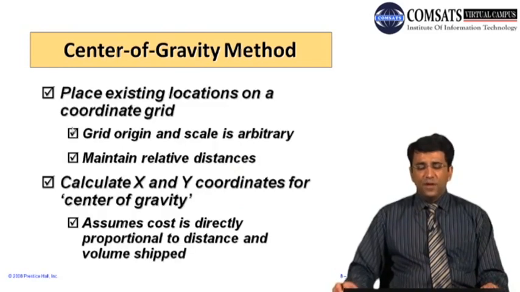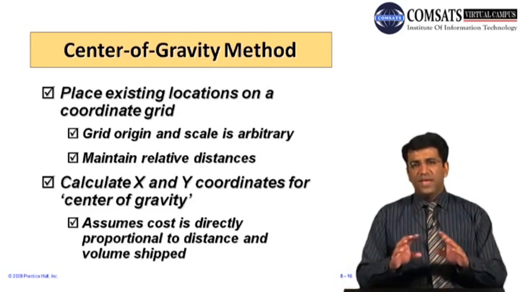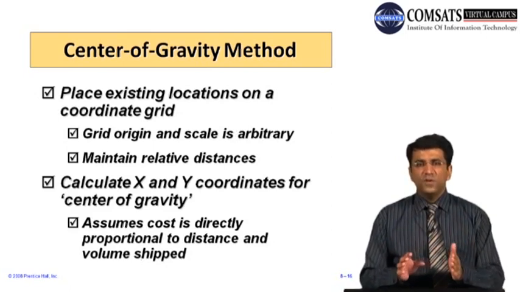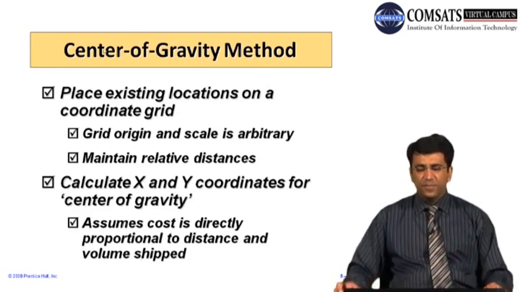Now students, how can we use this particular method? Place existing locations on a coordinate grid. What we do in this method is we make a graph. We can decide about the origin and scale. You can always take any arbitrary origin as well as an arbitrary scale, so that you can draw all of the particular locations on that graph.